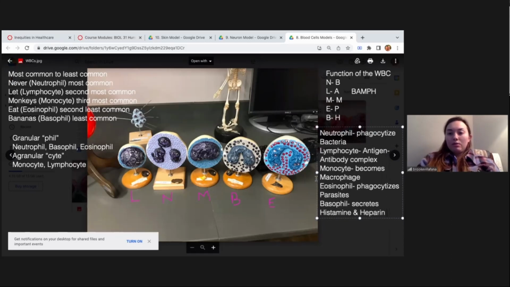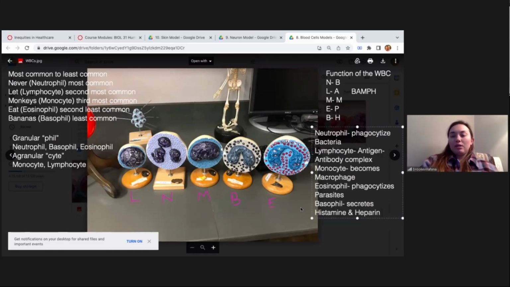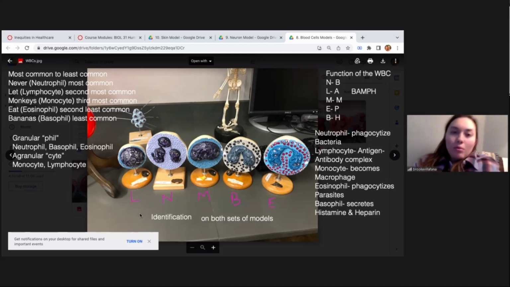Okay, so those are all of your different functions of the white blood cells that you need to know for the test. Again, on the lab exam or the lecture exam, but mostly lab exams where we ask these, you need to know commonality, granular, agranular, and functions, as well as identifying them, right? Identification on both sets of models. And I already showed you the other models. All right, so that's everything for white blood cells if you guys wanted to take a picture.